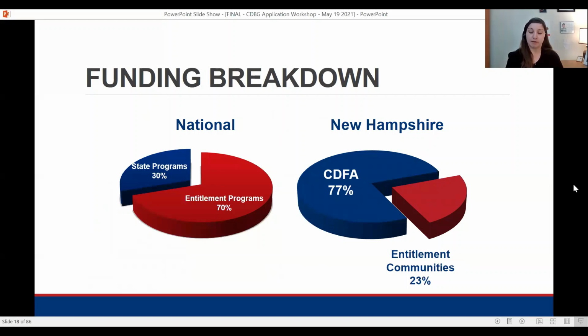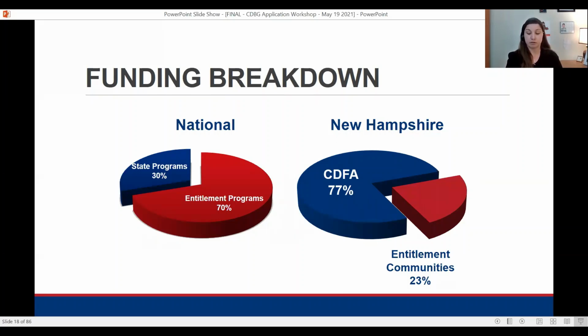CDBG is broken up into 2 program areas. Again, the entitlement program and the state program, as I just mentioned. Entitlement communities receive their funding directly from HUD. The state-administered CDBG program includes those units of general local government who do not receive the CDBG funds directly from HUD. Nationwide, on average, entitlement communities receive 70% of all of the CDBG funding, and then 30% of the remaining funding goes to the state-run small cities programs.